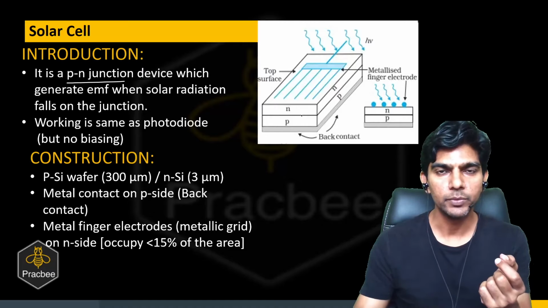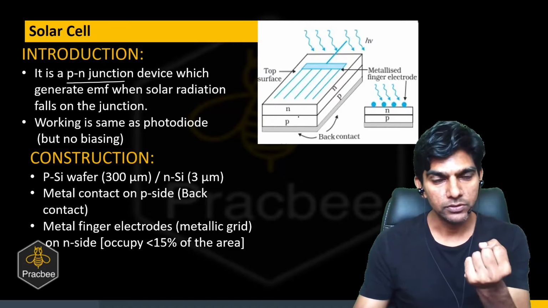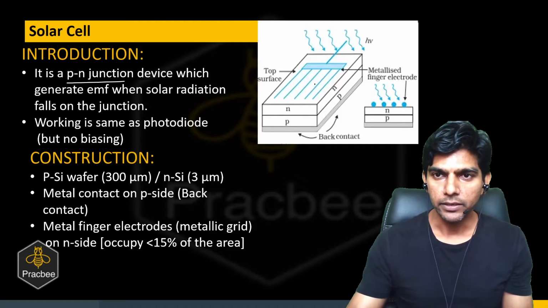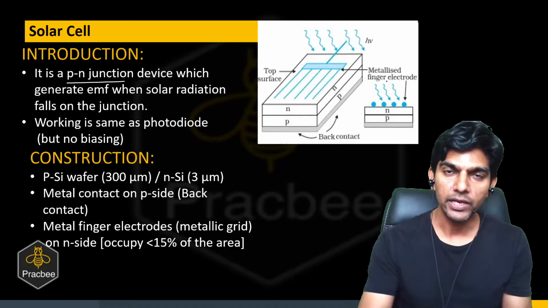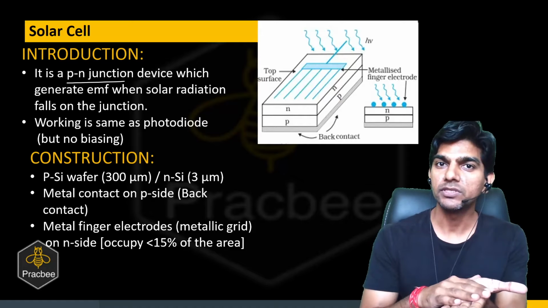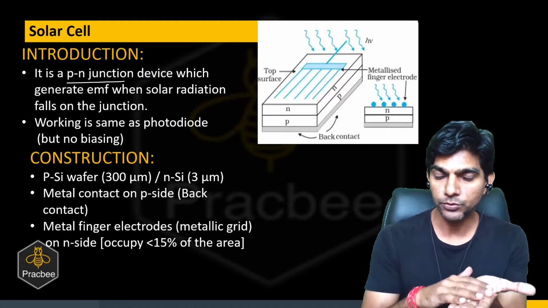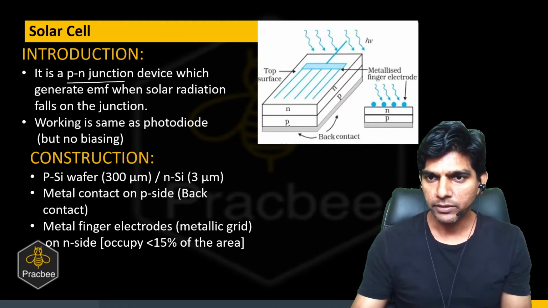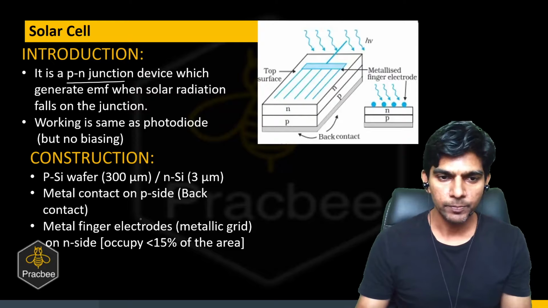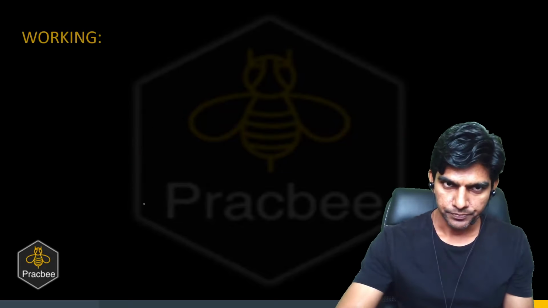The purpose for that would be we want to absorb photons near the depletion region, and on the N side, we have metallized finger electrodes. Why do we use finger electrodes? So that we can expose as much area as possible so that the photon can be absorbed near the depletion region. And on the back side, there is a back contact on the P side, which is again a metallic contact. Now let's see how it works.